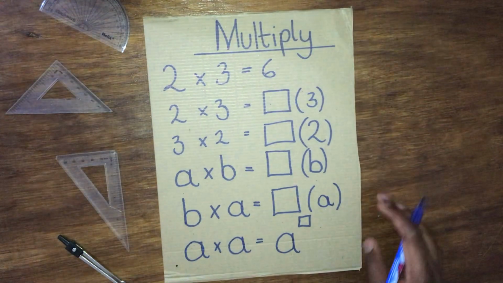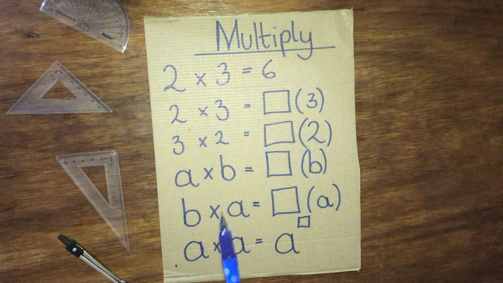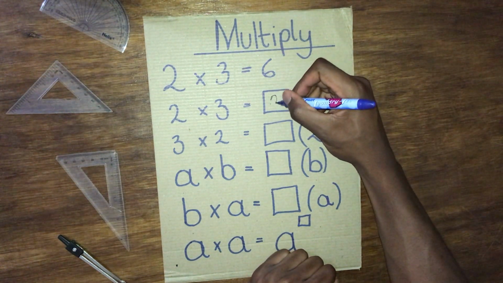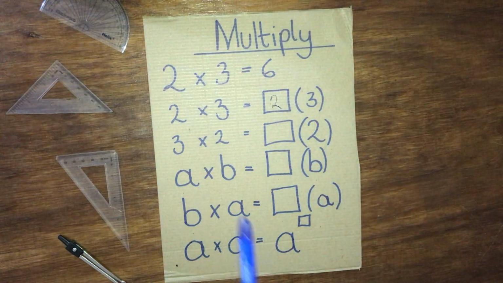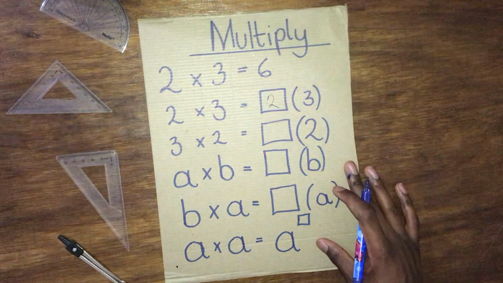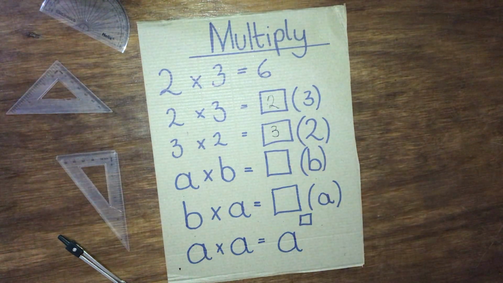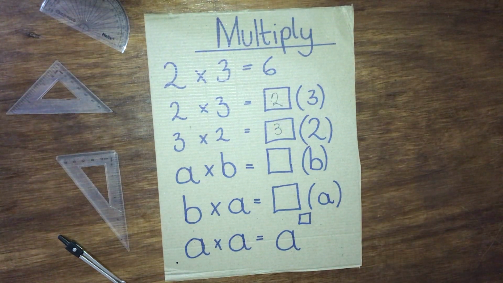Now we move on to multiplication. As we know, for instance, 2 times 3 gives us 6. Now, 2 times 3 is the same as saying 2 brackets 3. 3 times 2 is also the same as saying 3 brackets 2. Now, when it comes to algebra, it is the exact same thing. We're just not using numbers.